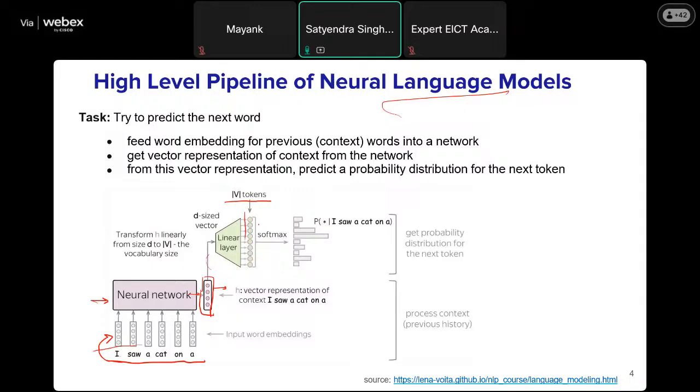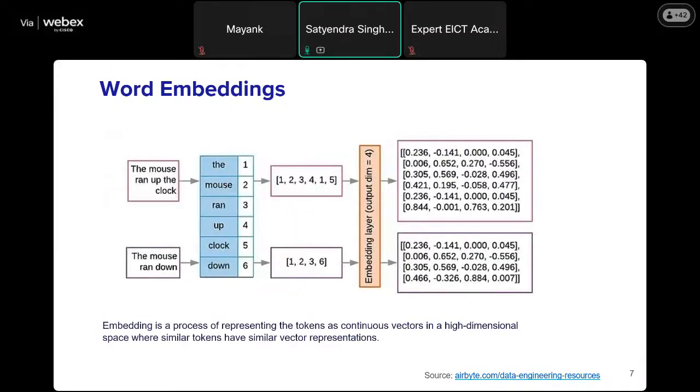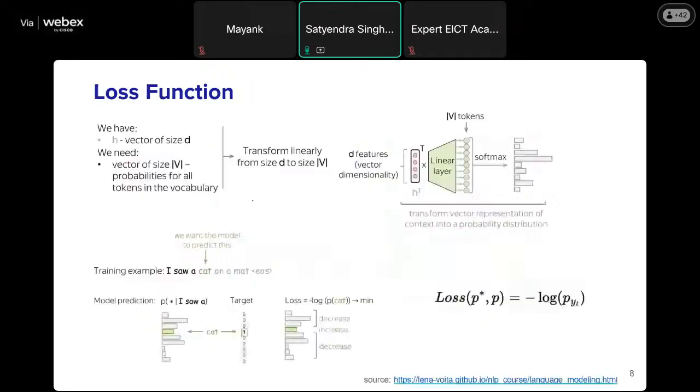And that linear layer, towards the end using softmax, generates the probability corresponding to all the tokens, and whichever has the highest probability, the model picks as the next word. So "I saw a cat on a" taken as an input, it generates the output based on which has the highest probability. So words are always represented by embeddings, right? You might have understood this in the previous session.